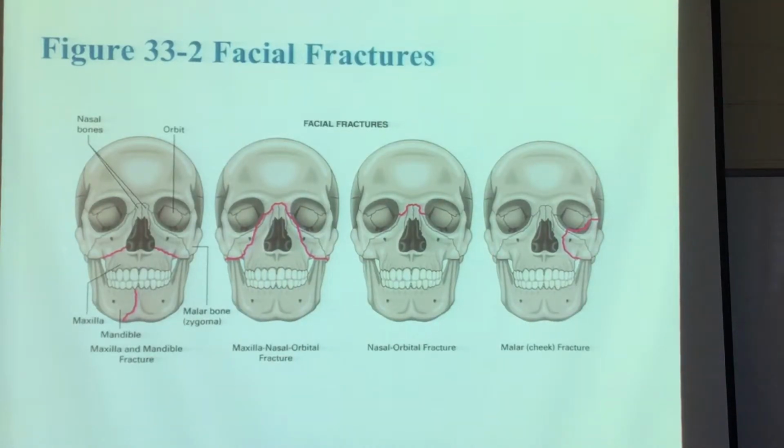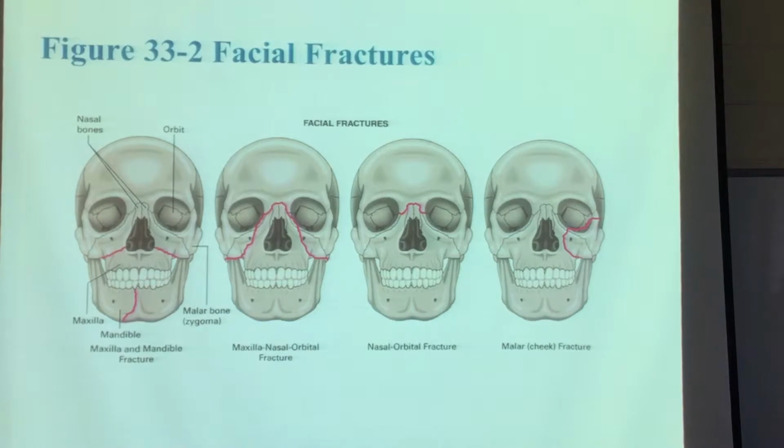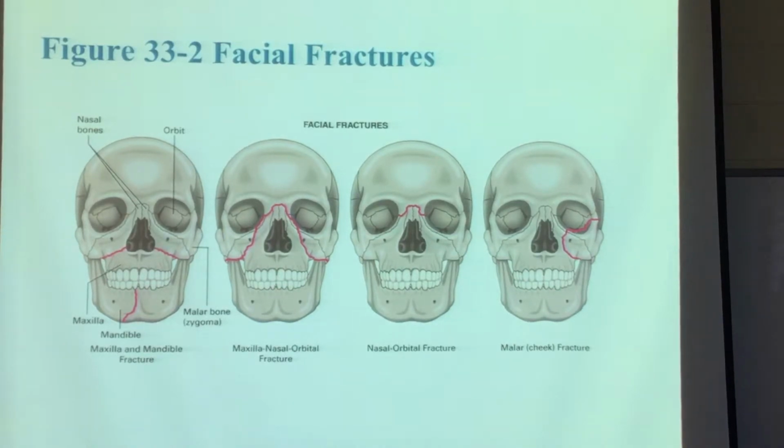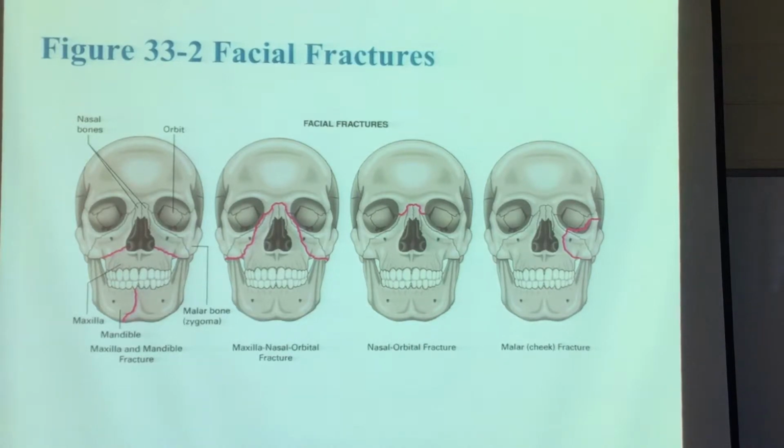Here is the skull and facial bones. We have the frontal bone right there. We also have the orbits, the maxilla, mandible, the zygomatic arch, temporomandibular joints on the side. And this is basically showing us some areas that the facial bones can receive fractures by blunt force trauma.